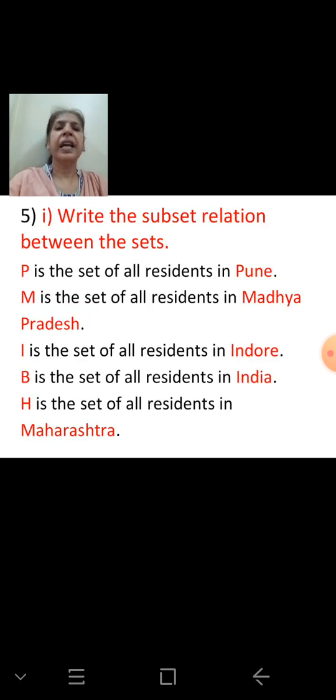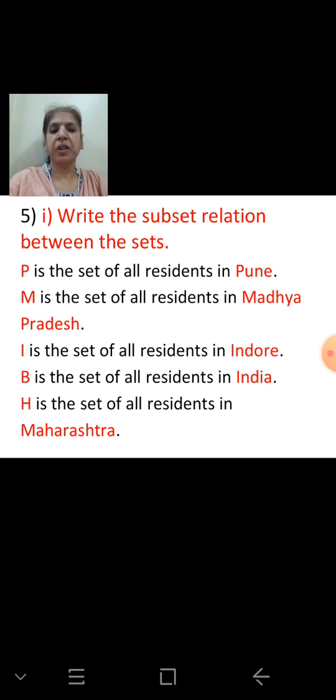Next is, write the subset relation between the sets. P is a set of all residents in Pune. M is a set of all residents in Madhya Pradesh. I is a set of all residents in Indore. B is a set of all residents in India. H is a set of all residents in Maharashtra. Now we have to find the subset relation.